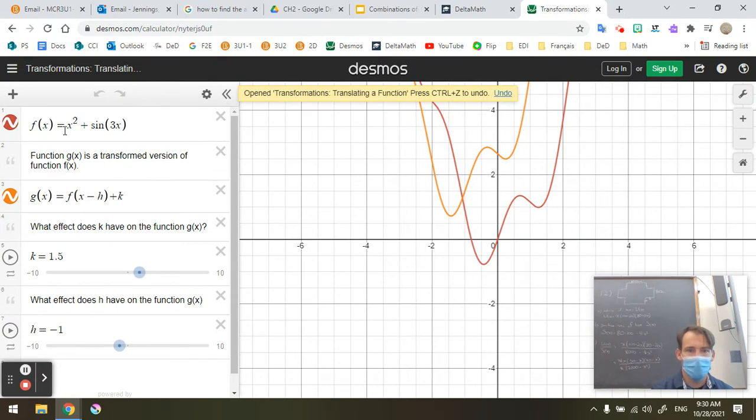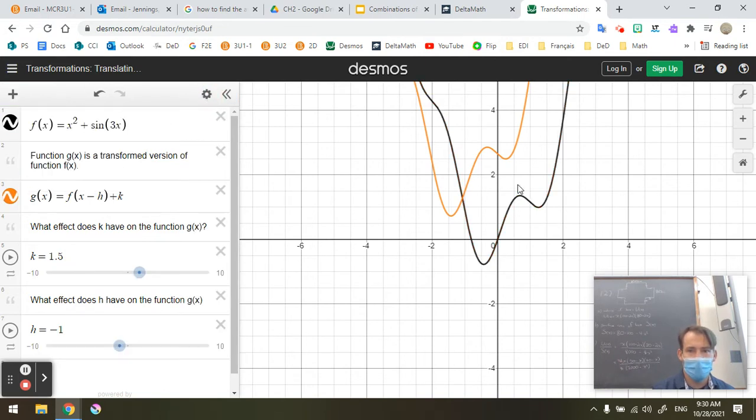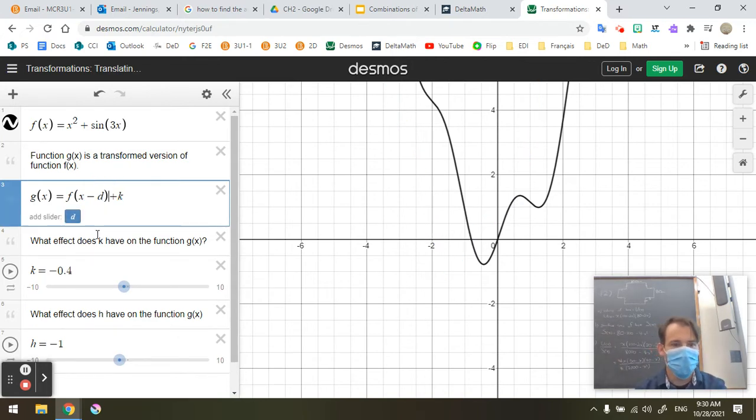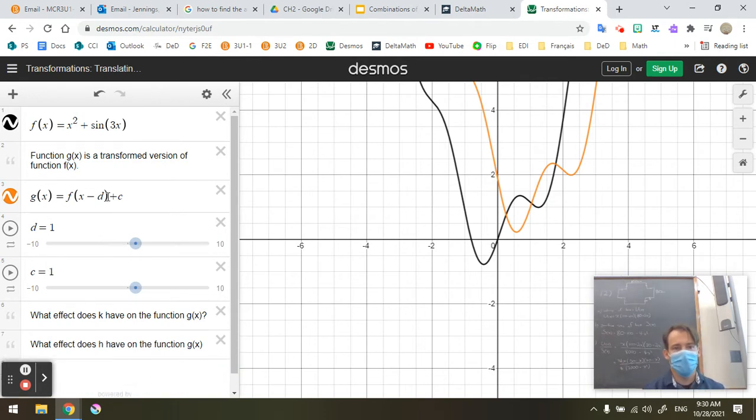They've got the same function being translated. I'm just going to change the color of this one. You can change the color of your functions by going there, there, and then say done. Okay, so now we have black and orange. Now they use h and k for their variables here. Isn't that annoying? We use d and c. They use h and k because they like to confuse us. No, that's not it. Those are the coordinates of the vertex, and the vertex in vertex form of a parabola is going to translate around with our d and c or their h and k. Doesn't matter what letters we use.